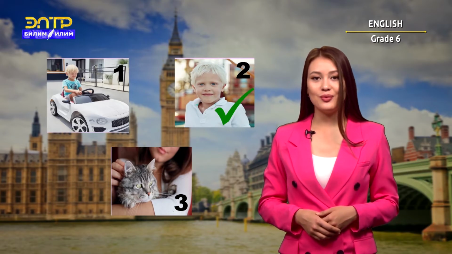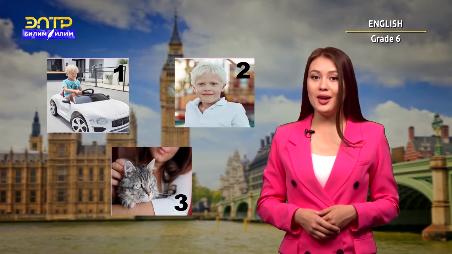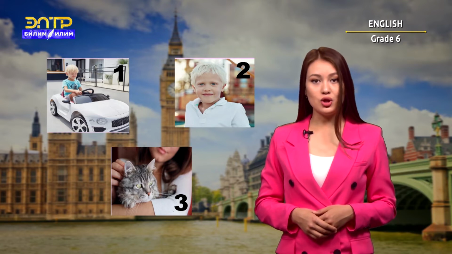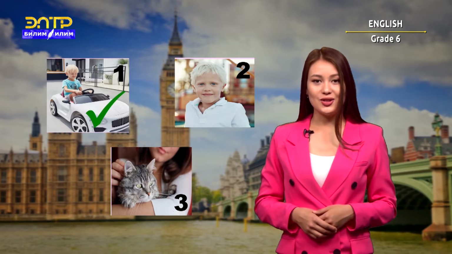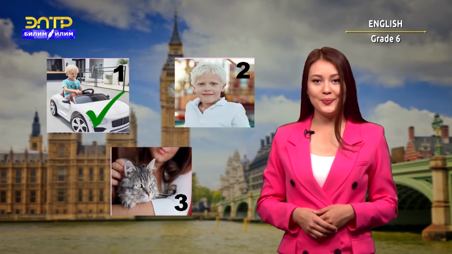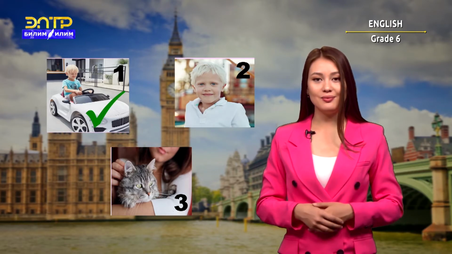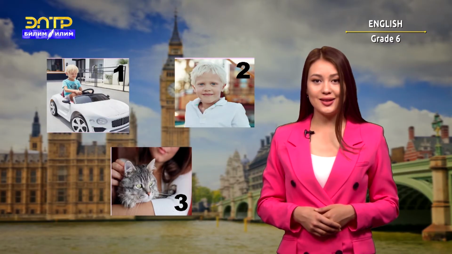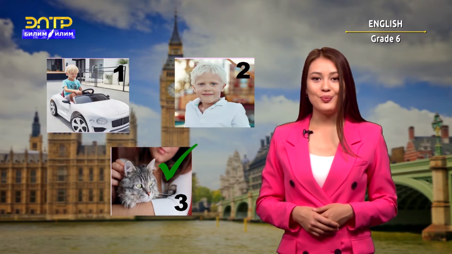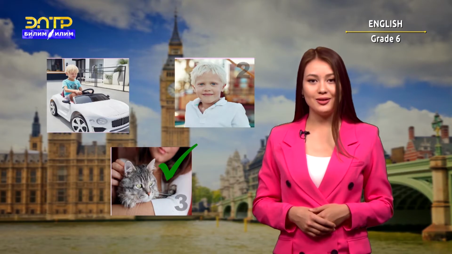Next one. He has a blonde hair. The hair is short. Good job. That's the picture number 1. And the last one. She has a cat. The cat is gray. Good job. That's the picture number 3.